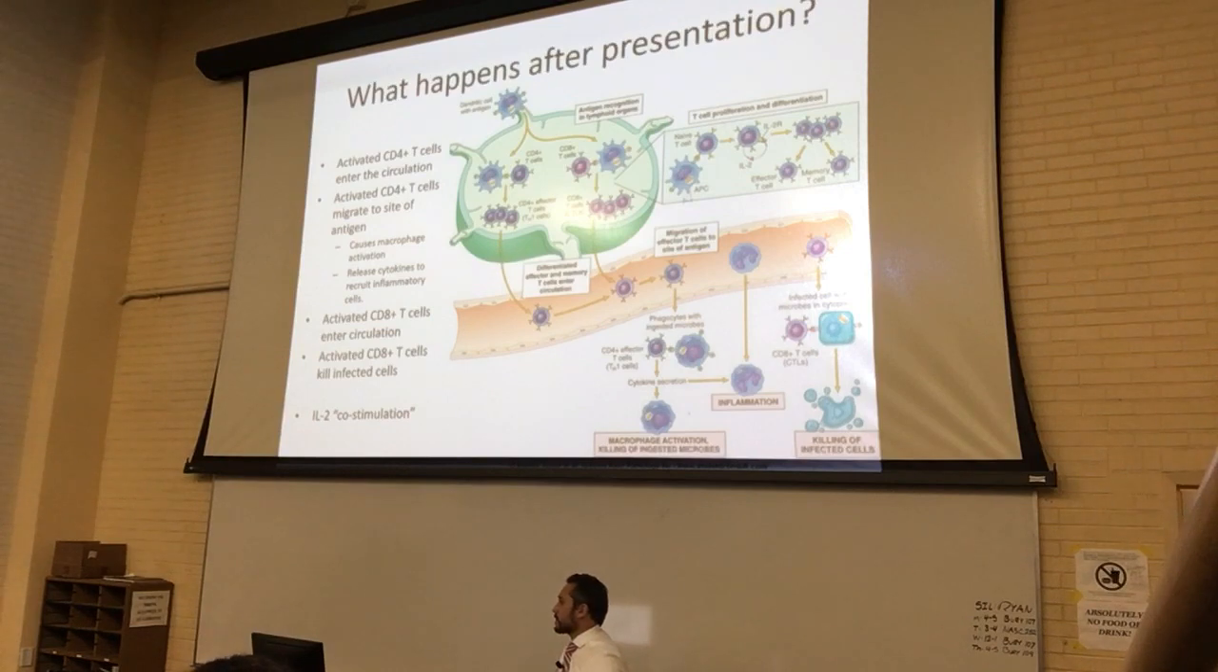Yes, sir. For the killing of the cell, is that apoptosis or necrosis? This one right here? Yeah. It would be necrosis. Okay. So the cytotoxic T cell is going to lyse the cell. Actually, I think I have a slide on that, which is coming up. Yeah, this is the next slide.